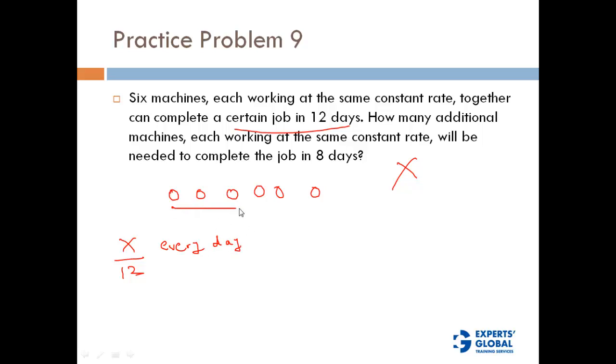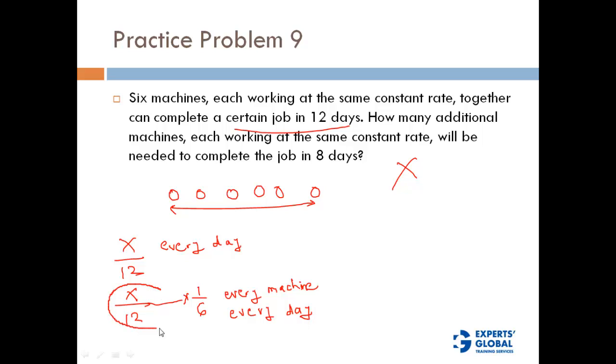And how many machines are working every day? 6 machines. That means with respect to individual capacity, X by 12 is the job 6 machines do. So X by 12 into 1 by 6 is the job every machine does every day, right? So this is one basic thing that we understood, that every machine does this much of the job.